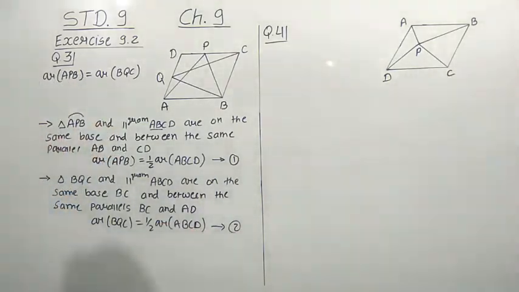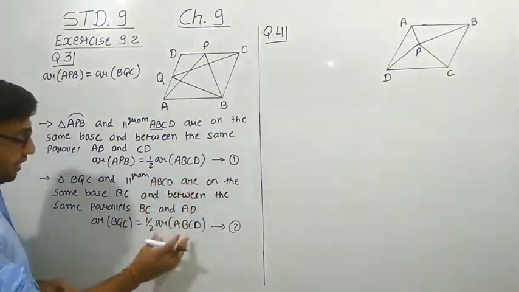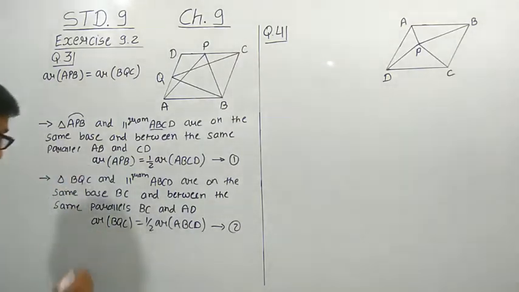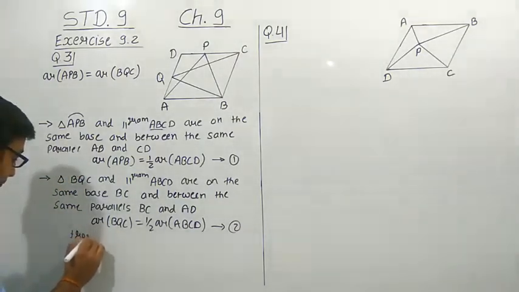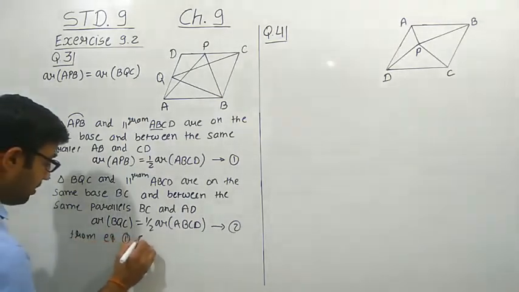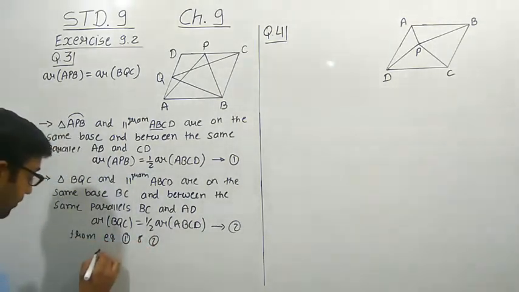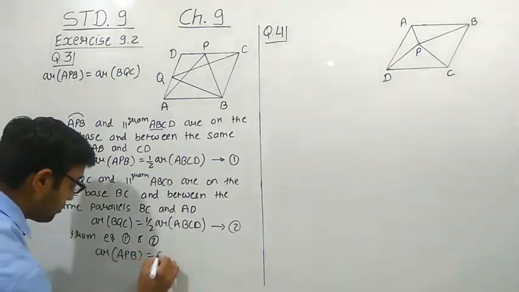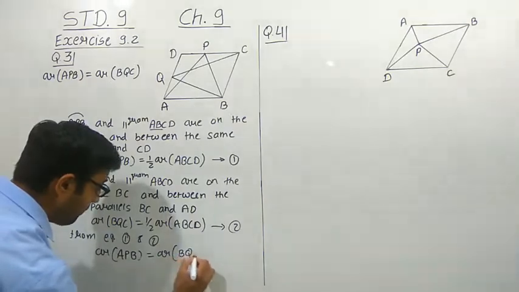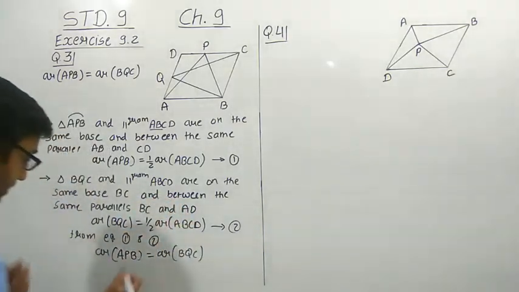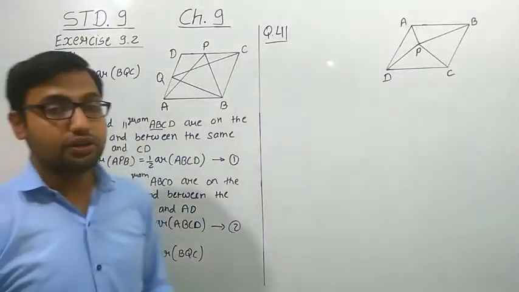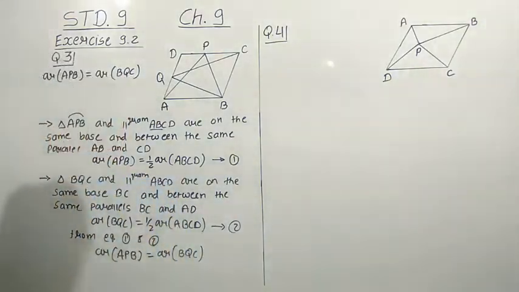Right? So now we can compare both these equations. On the right hand side we have 1 half area of ABCD. Here also we have 1 half area of ABCD. So these two parts will become equal. So from equations 1 and 2 we can write that area of APB is equal to area of triangle BQC, right? And that is the required result that we want to prove. Area of APB is equal to area of BQC. Okay, so this is how we can prove this sum.